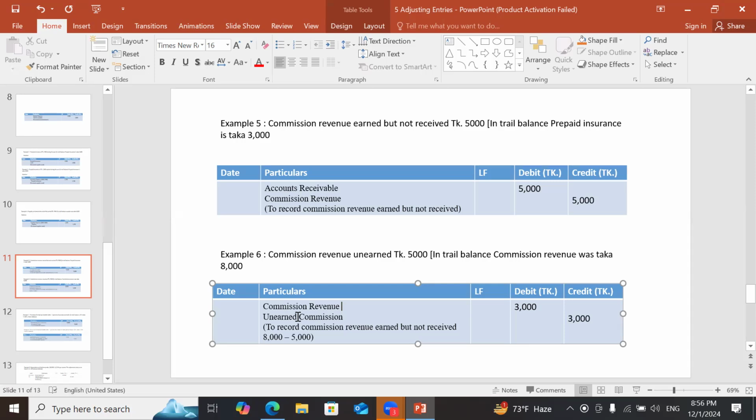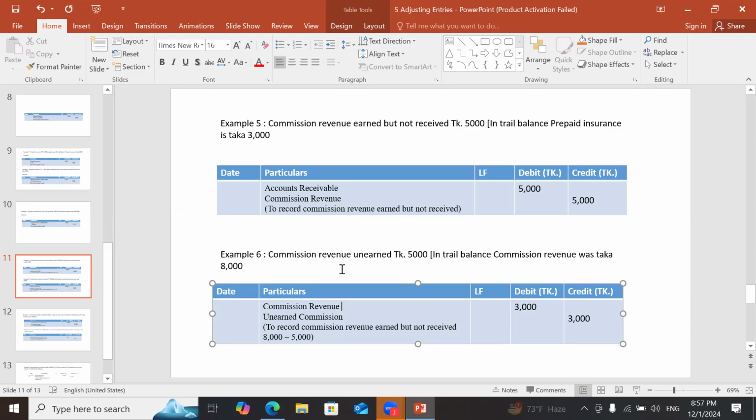Sir, then the concept, sir, example 5, account receivable. It will come in future, it will be added in future, then it should be credit, sir. Yes. Commission revenue earned. Revenue means nominal account, always income. Commission revenue earned but not received. Not received means you will get in future. So receivable for this.